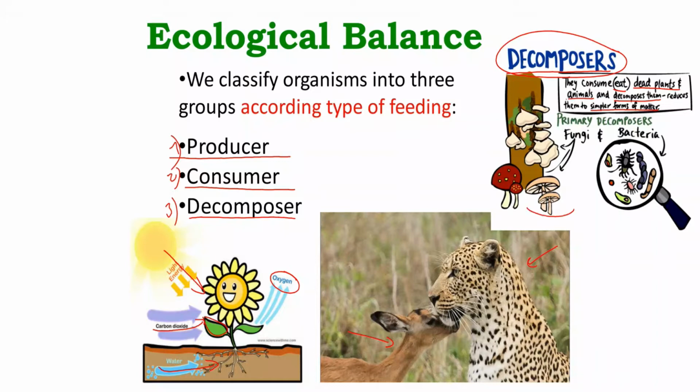As we can see, mushrooms are an example of decomposers. Worms, especially earthworms, are decomposers, and bacteria are also an example of decomposers. So the living things in an ecosystem can be one of these three groups: producer, consumer, or decomposer.